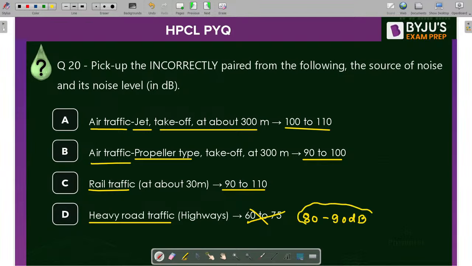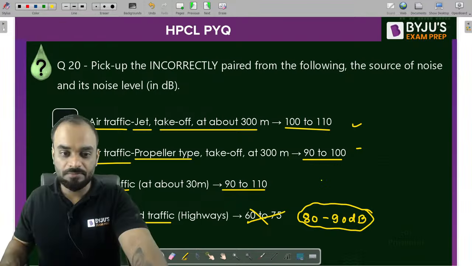So please remember all the values written over here. All are the correct ones, but only this particular answer is wrong. So that's why, guys, this particular answer is the correct answer for the question. Understood? For heavy road traffic, it should be 80 to 90 decibel.